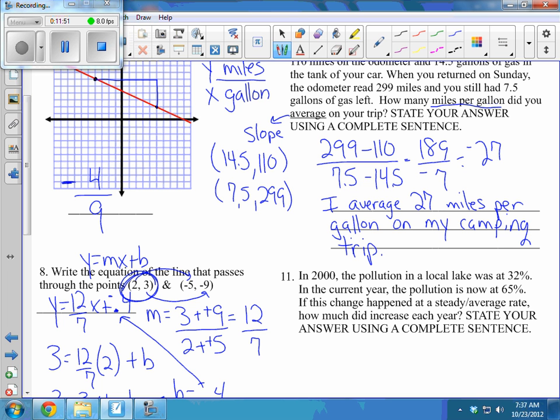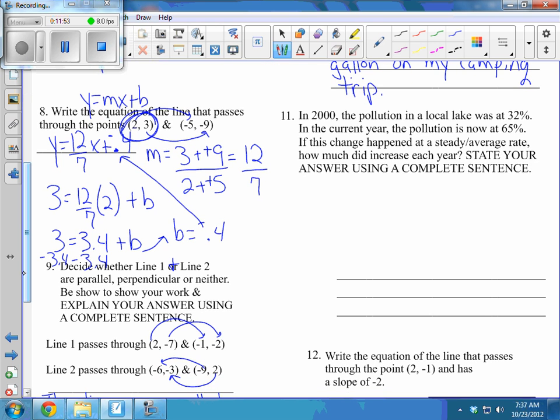So 11 is the same way. In 2000, the pollution in the local river was 32%. In the current year, the pollution is now 65%. If this change happened at a steady or average rate, again, that just means slope, how much did the pollution increase by each year? So again, I told you guys at one point, time is always independent. So in the year 2000, it was at 32%. And in the current year, so we're looking at 2012, it is 65%.